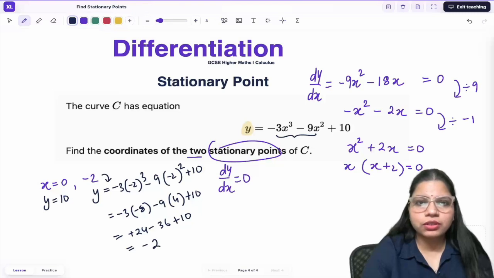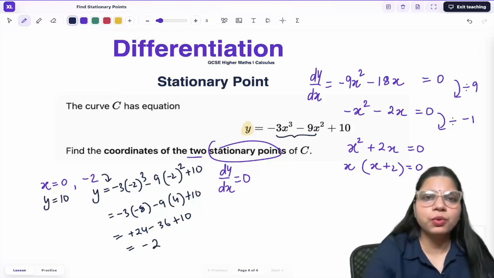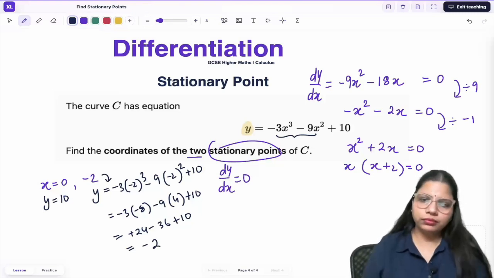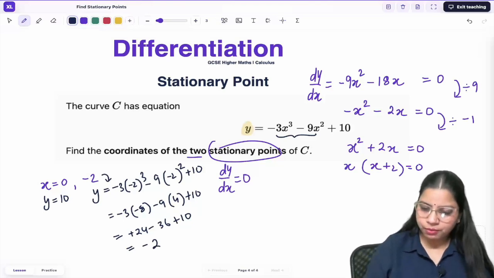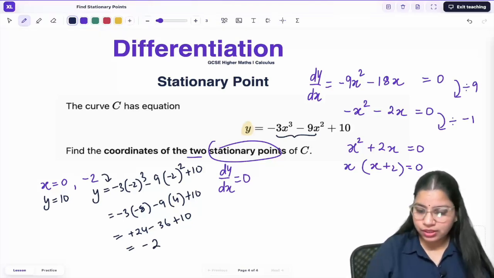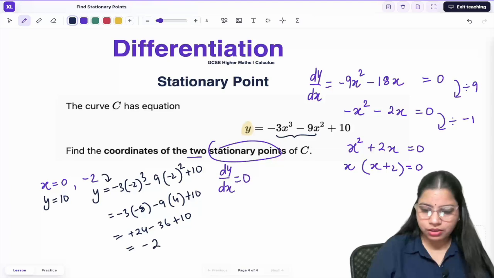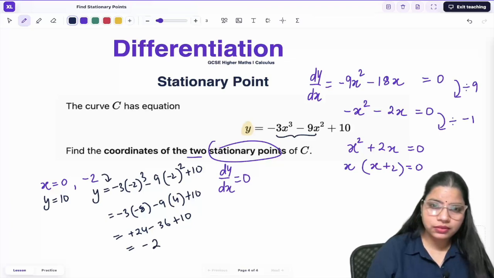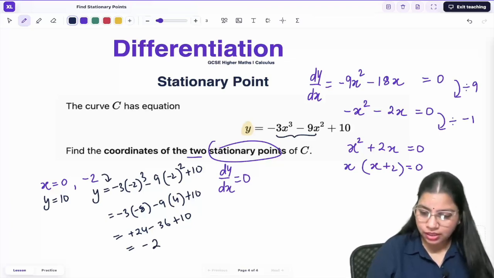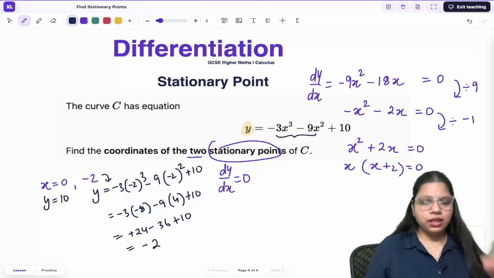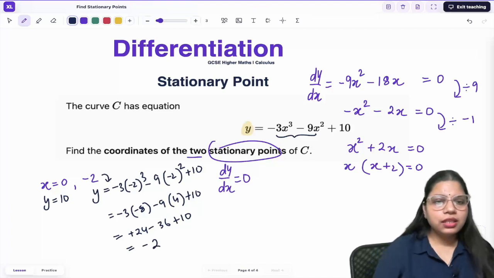If I'm not wrong, so what the calculation was, let me just quickly check. So it was minus 3 times minus 8, that is a positive 24, yeah, and minus 36 plus 10, yeah, minus 2. Okay, so we get a final answer as the 2 points.